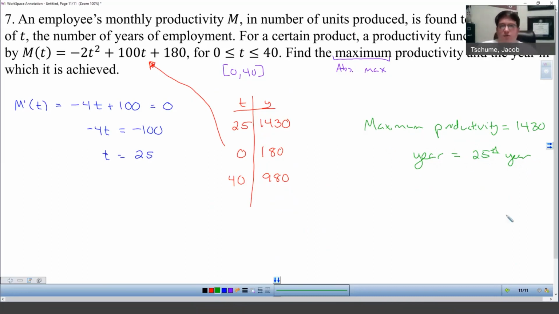That ends the video for section 3.4. That is, how do you find absolute max and mins, which is a form of optimization. In the next video, we're going to do more optimization, but more in the word problem sense with multiple functions. So we'll see that in the next video.